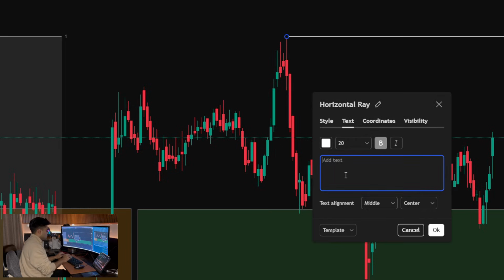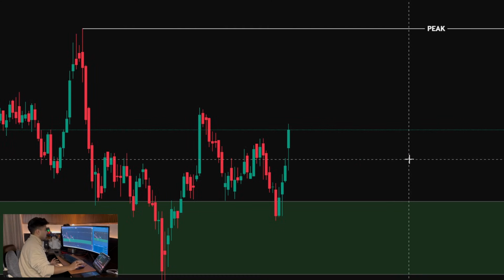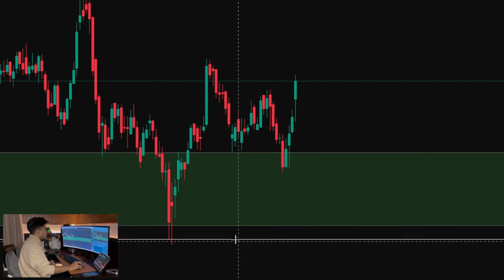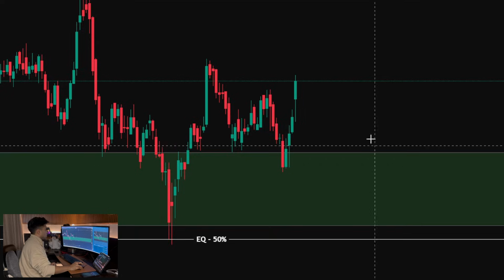So that is the peak of the market, and now I am going to name this area as my peak. Can we write it as peak? Definitely we can write it as the peak of the market, right? So that's the peak of the market created right there in front of you. Now we have an equilibrium zone, let's call it EQ 50%. So stock is trading above that.